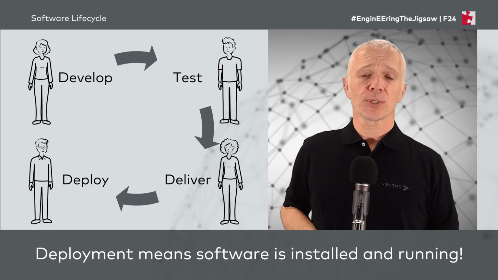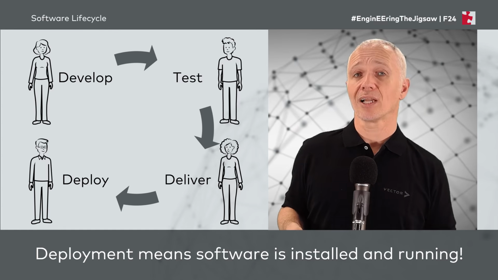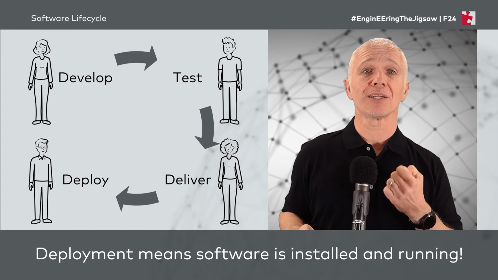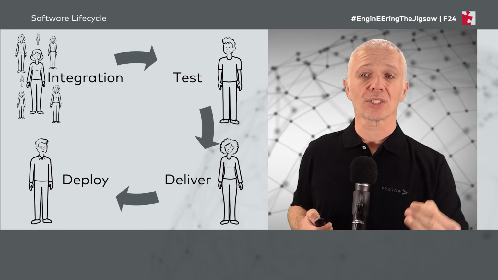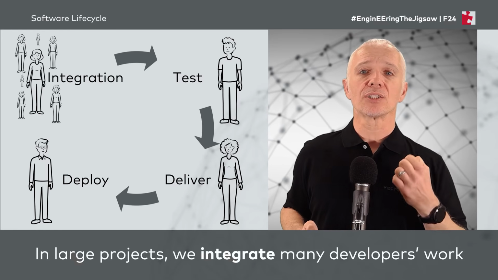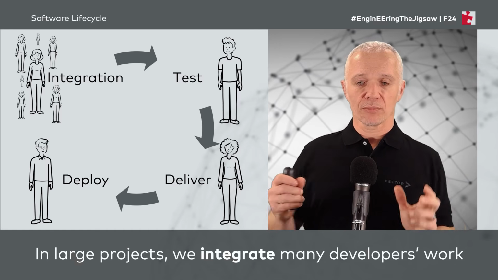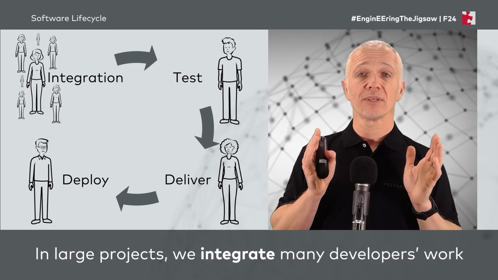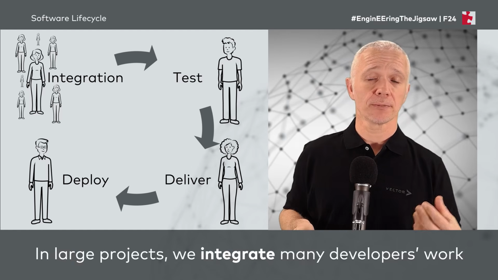deploy. Of course, in a real software project, we're typically not a single developer. So what we do is we have to take the work of many developers and we have to integrate it. So we have this integration step that we see here. Typically, somebody has the job of trying to take everyone's stuff and make one thing out of it that can be built and then tested, delivered, deployed.